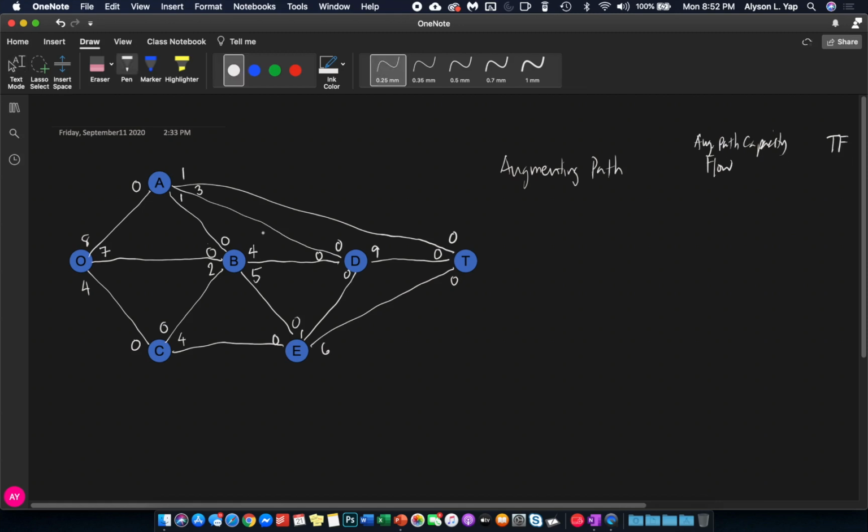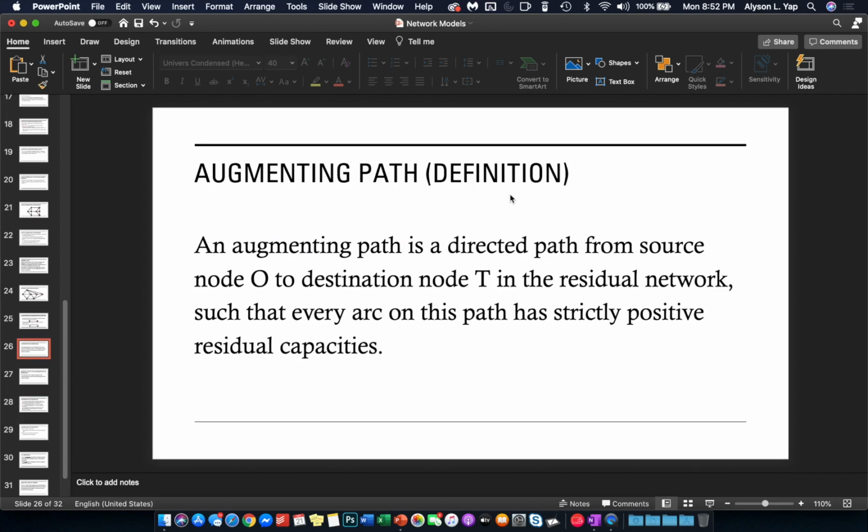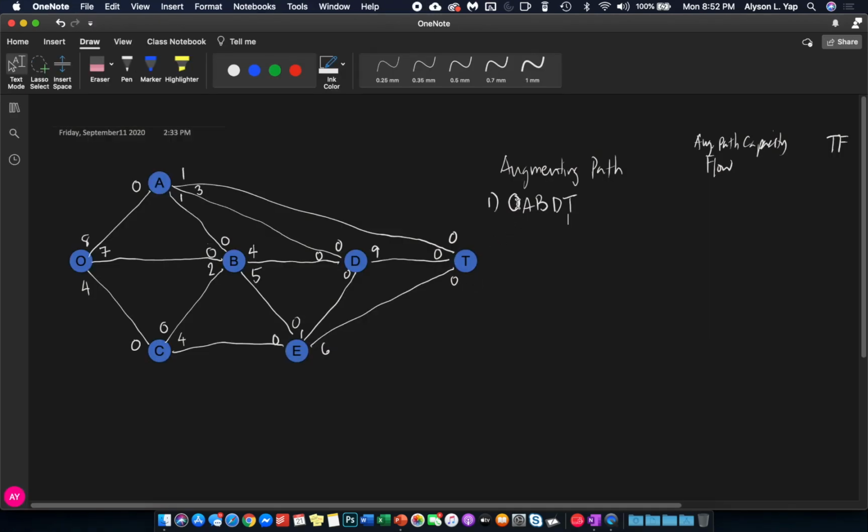Okay? Now, the first thing you have to do is identify an augmenting path. And let me do that for you. Let's say the augmenting path I identified is O, A, B, D, T. Why is this an augmenting path? Remember the definition of an augmenting path? First, it is a directed path from source node O to destination node T. So looking at this augmenting path, it's a path from O to T. So yes.